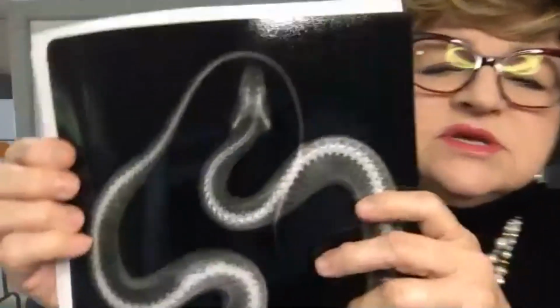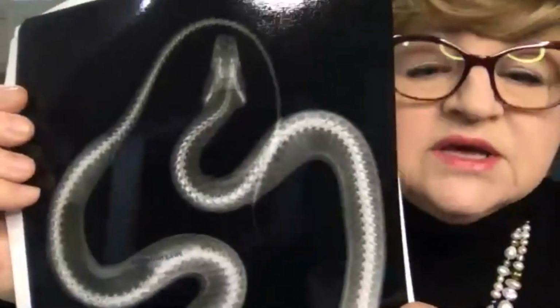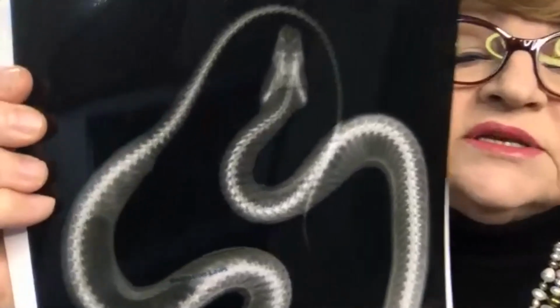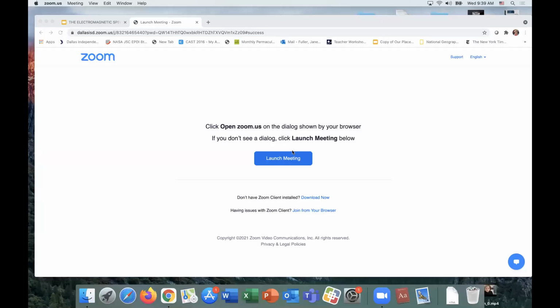But if you take an x-ray of this very snake, you will see, let me put something behind it so you can see this, not only does he have a skeleton, he has a very, very involved backbone and ribs, and look at that head. So yes, he's not a worm. He's very much a vertebrate. Well, how did we get that? We got that from x-rays. Well, what are x-rays? x-rays are part of the electromagnetic spectrum, and that's what I'm going to be talking to you about today. So let me go ahead and share my screen with you.